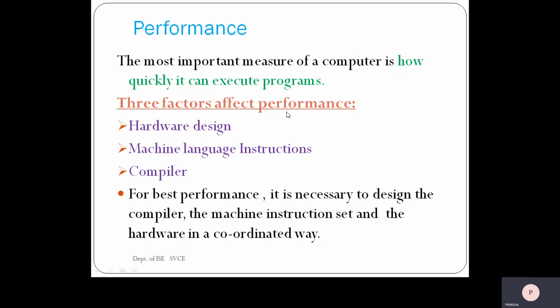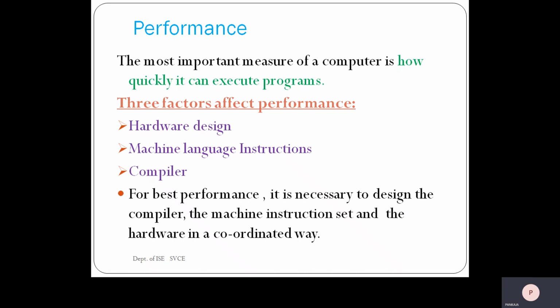There are mainly some important points or factors that affect the performance: mainly the hardware design used, the machine language instruction set that is used for implementing the computers, and then compilers. So these are the major factors that affect the computer performance.